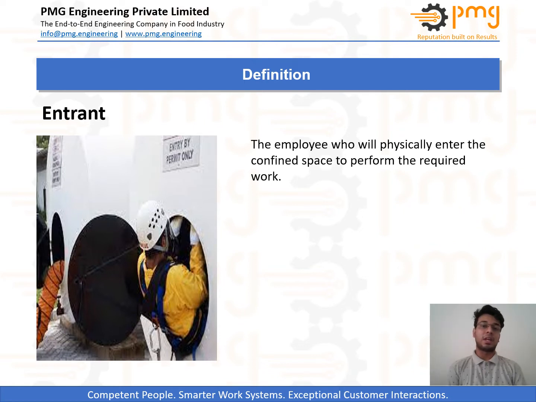The first is the entrant. An entrant is an employee who will physically enter the confined space to perform the required work. He must know the hazards associated with the confined space entry, and he should know how to use all the equipment. He should know the procedure for communication with the attendant, who will be positioned outside the pit, and he knows how to alert the attendant of hazardous or prohibited conditions, and he knows how to exit the space by himself if required.